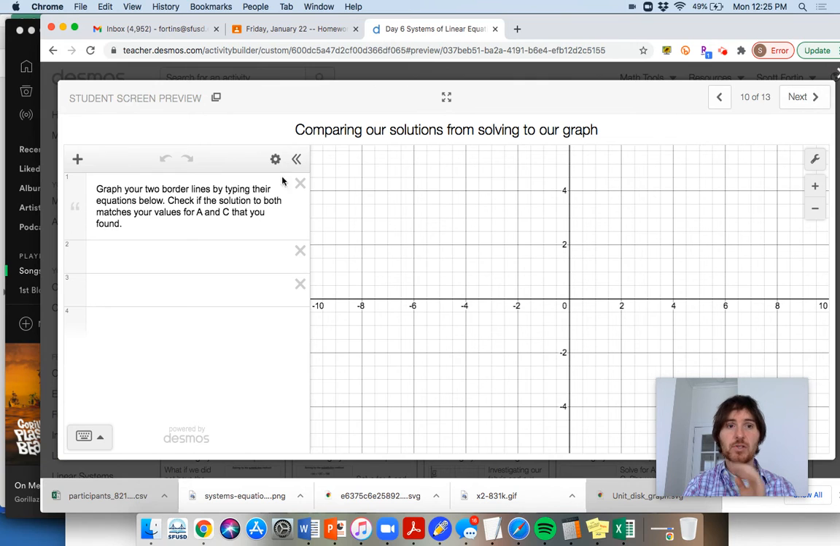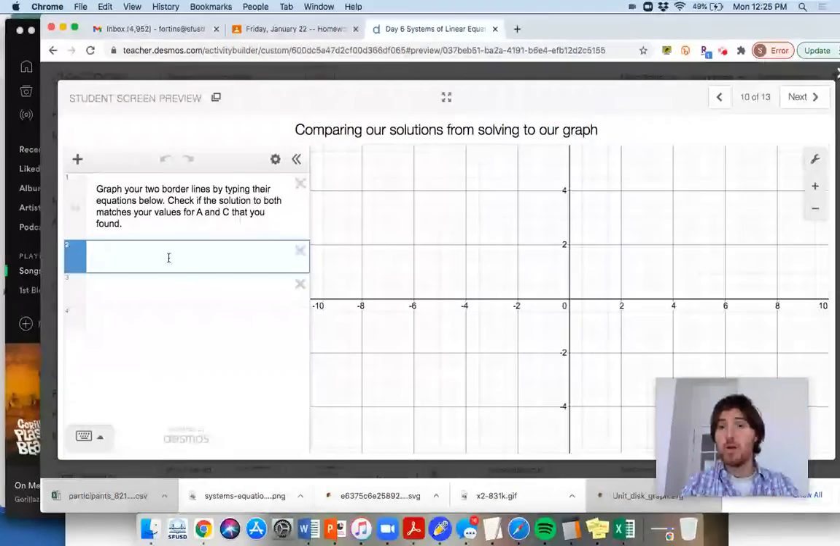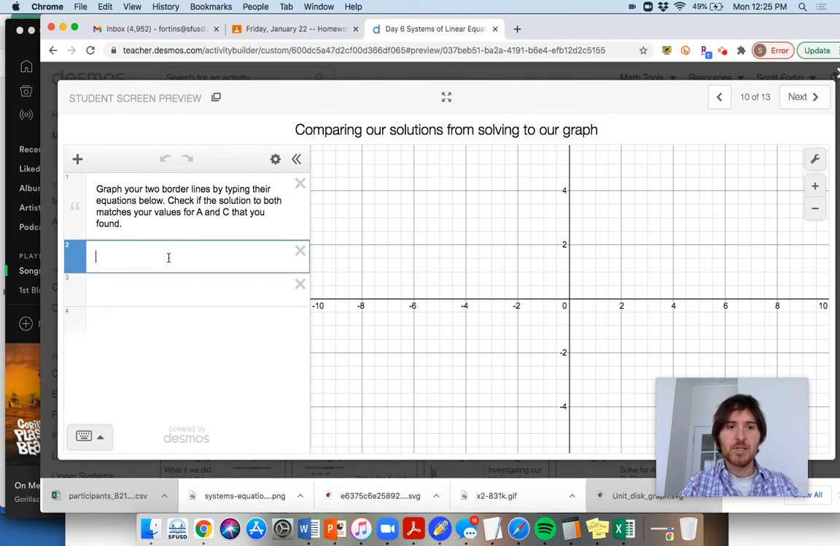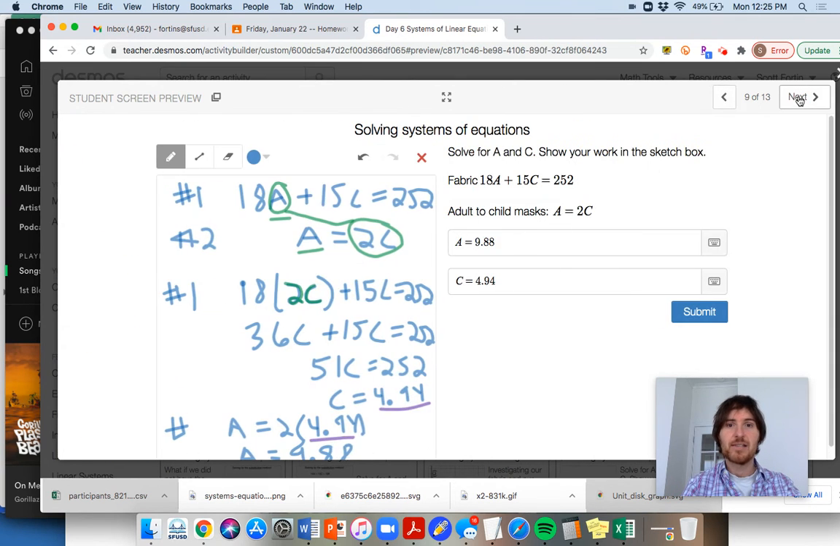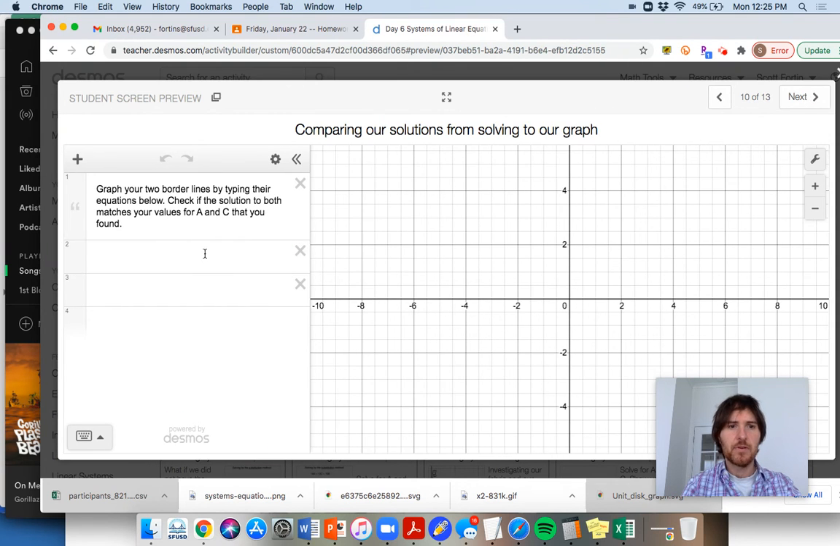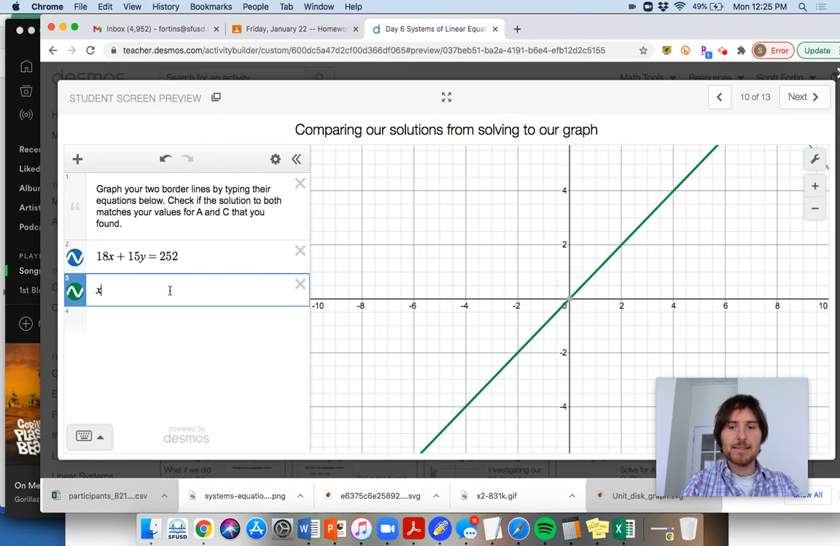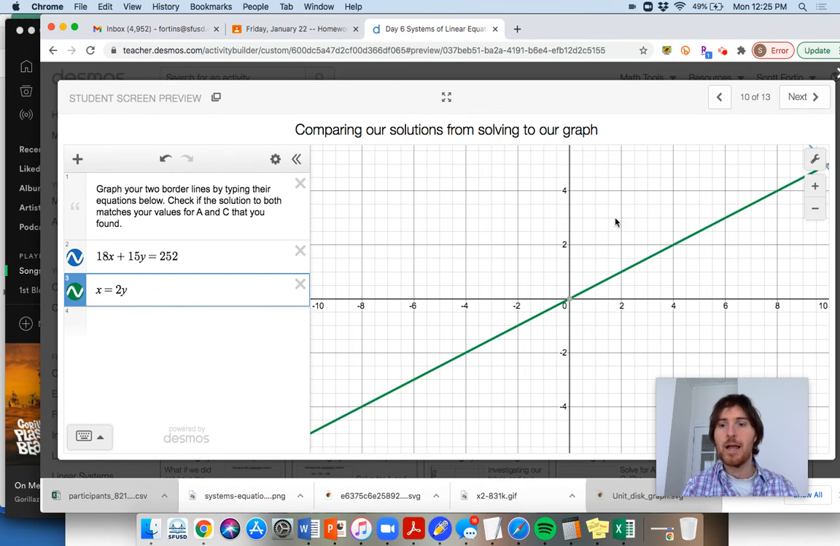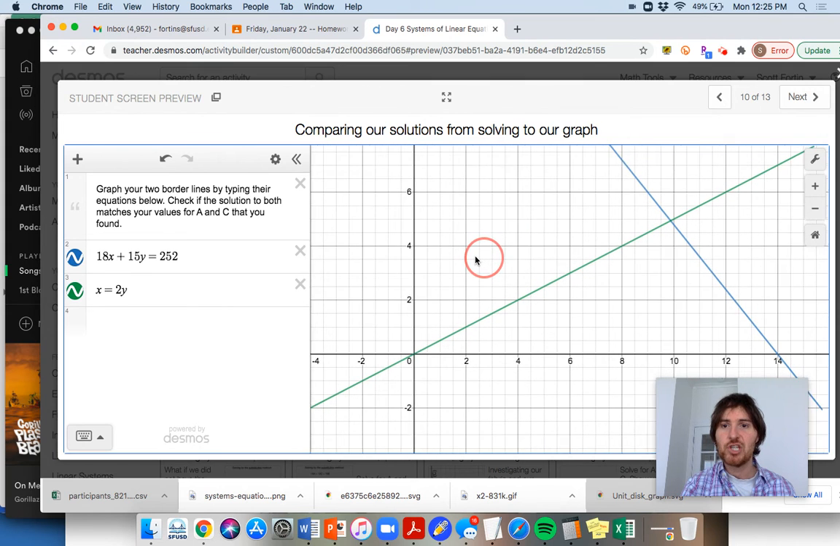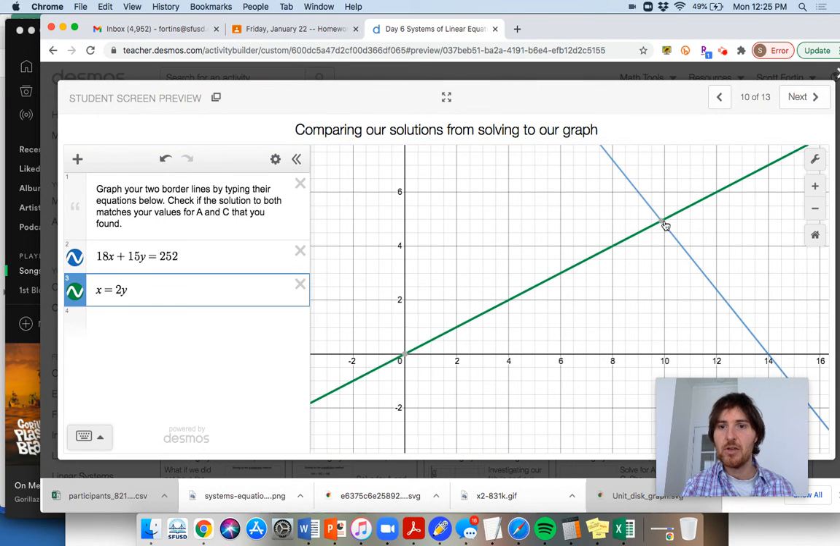Intersect right here. So we'll graph the borderlines, type the equations below, and I'll show you this here. That's the point of slide number 10, is we're going to do it with x and y, because that's how this graph does it. So we're going to do 18x plus 15y equals 252. And here we got to do x equals 2y. Remember, you get lines when you just have x and y in an equation. So let's check our graph and see if we did it right. You can use it to confirm you did it right.